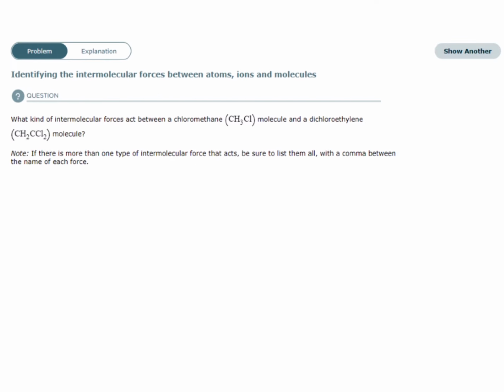Let's take a look at an example. What kind of intermolecular forces act between a CH3Cl molecule and a CH2CCl2 molecule? So the first thing you want to do is to draw the correct structure. And I want to draw the CH2CCl2 molecule, and they've given us a little hint in the way they've written out the formula. This carbon is bonded to 2 hydrogens, and this carbon is bonded to 2 chlorines.